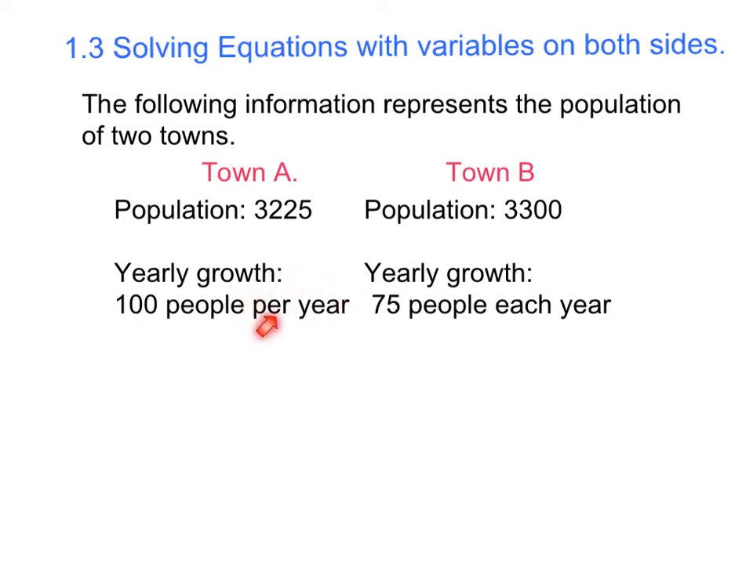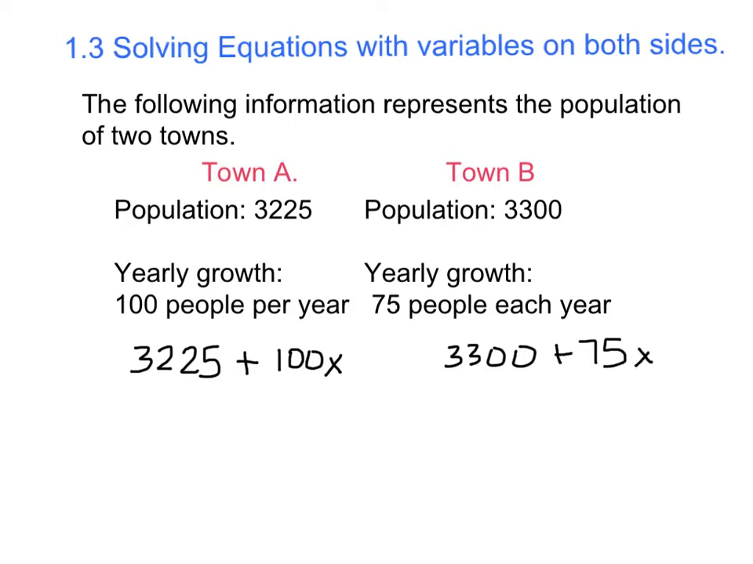Now per year, per means multiplication. We don't know how many years. So we're just going to write this as 3,225 people is where we start at, and we're increasing, plus, by 100 people per year. So that's going to be x. Town B starts at 3,300 people and grows 75 people per year. So what would your expression be? 3,300 plus 75x.